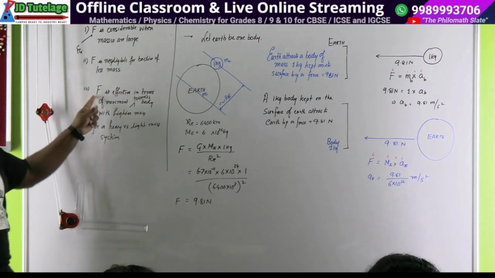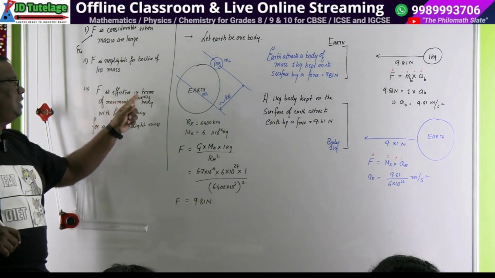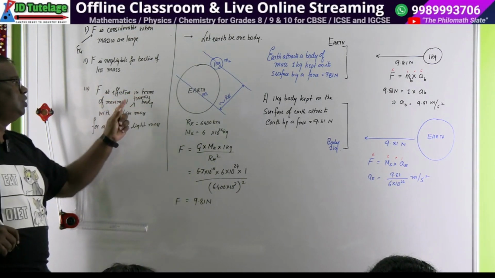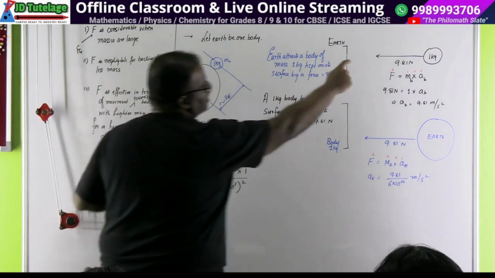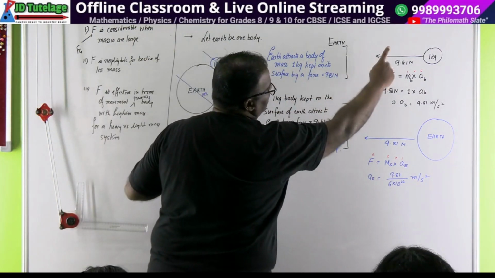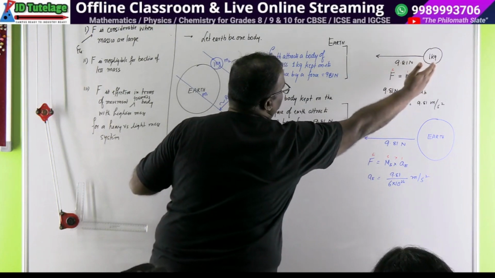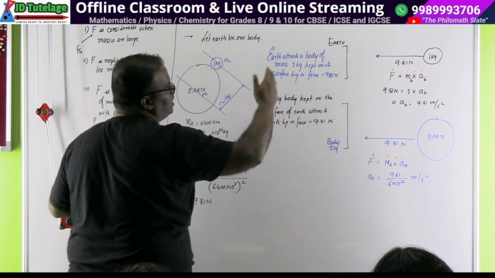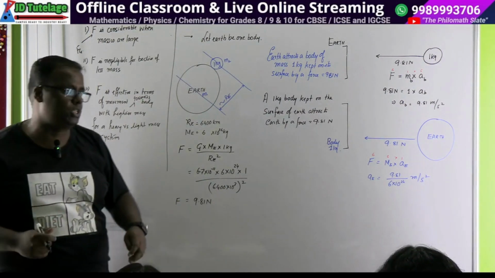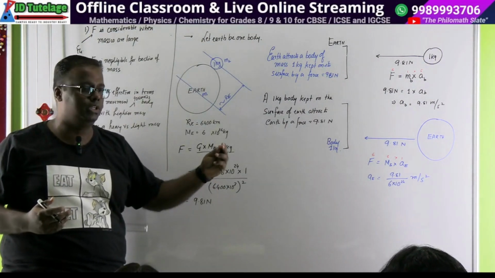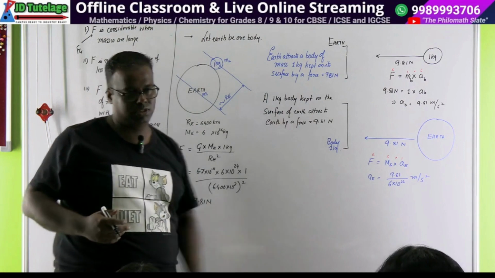Force is effective in terms of movement towards body with higher mass. Everything came towards the earth. If you had something which is substantially heavier than the earth, the earth will move towards it.